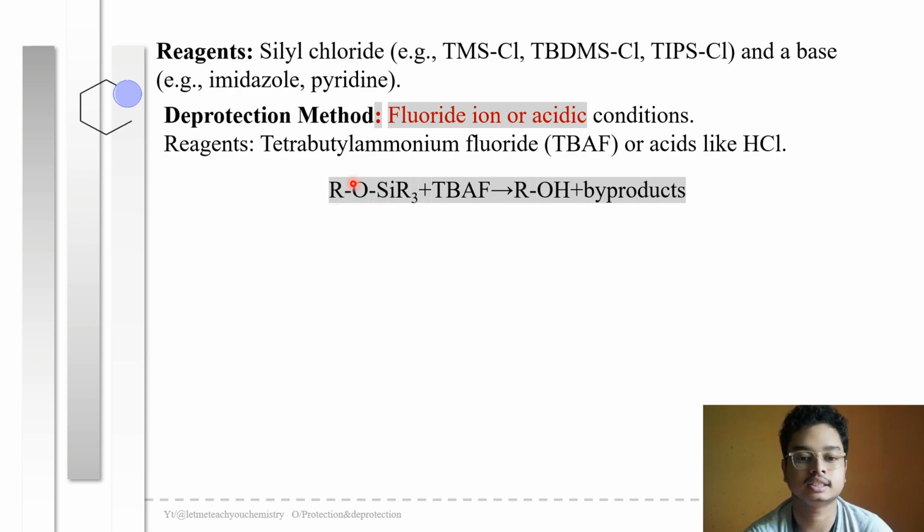and the deprotection reaction is something like this. This is the silyl ether, the protected form of our primary alcohol. It reacts with tetrabutylammonium fluoride to give our corresponding alcohol back, as well as the byproducts.